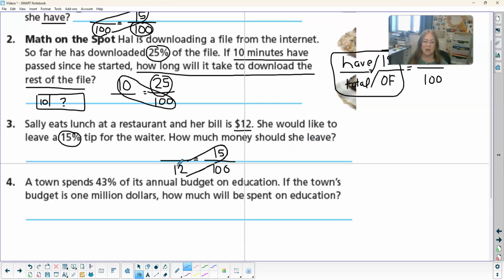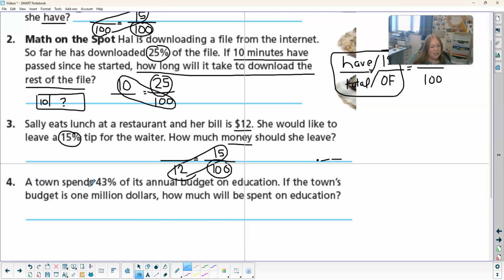So when I solve this problem, it will tell me how much she should leave. Remember, money, we're talking 2 decimal places. So she'll probably leave some dollars, but she might also leave some change if it doesn't go in there perfect. So all we're doing is setting it up. Is this what she has, or is that the total? And setting up the problem.